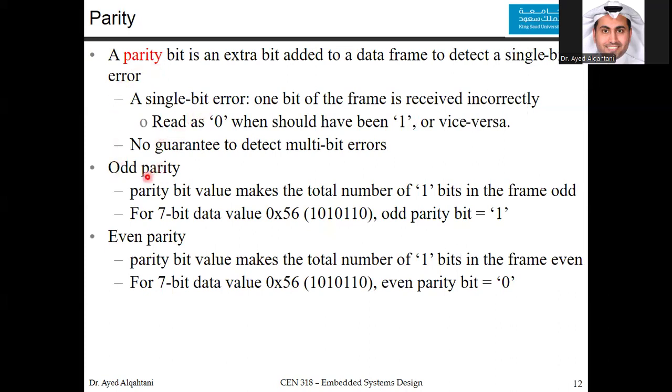Now, this parity could be odd parity or even parity. We just define this with examples. Odd parity means the parity bit value makes the total number of ones in the frame odd. So, for example, for a 7-bit data value, let's say it's 0x65, this is a 7-bit.